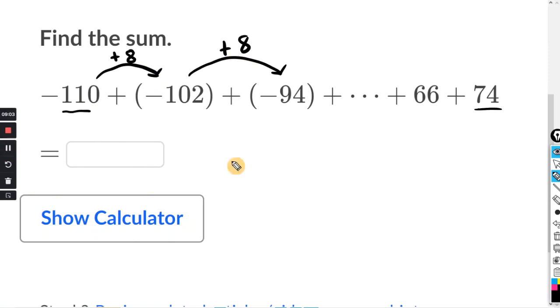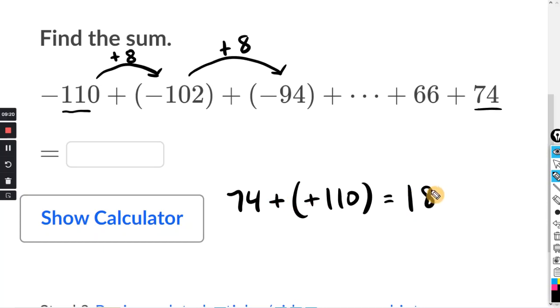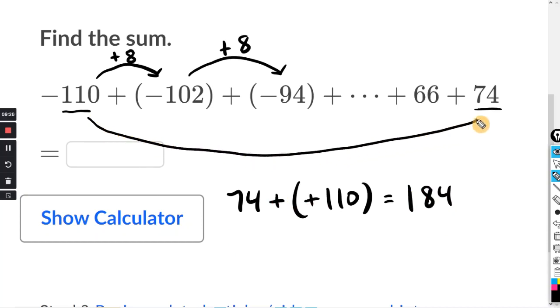Well, let's see. How much do we have to add to go from negative 110 to 74? Well, if we did 74 minus negative 110, that is 2 negatives in a row, so it's positive. That is 184. All right. So to go from negative 110 all the way to 74, we have to add 184.